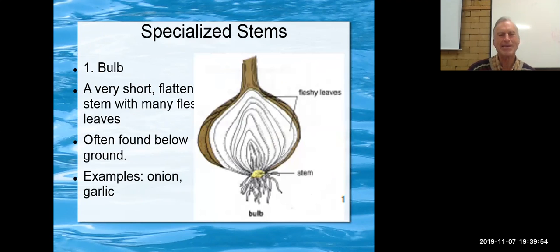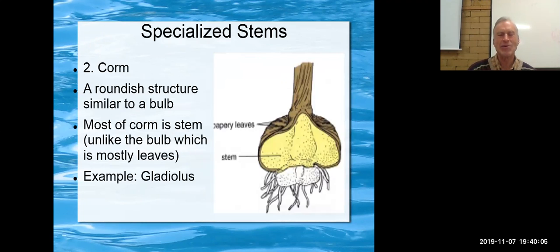So the first one is the bulb. There the stem is very small, just at the base of it, and most of it's leaves. And then there's the corm that looks like a bulb, but it's mostly stem tissue and not leaves.